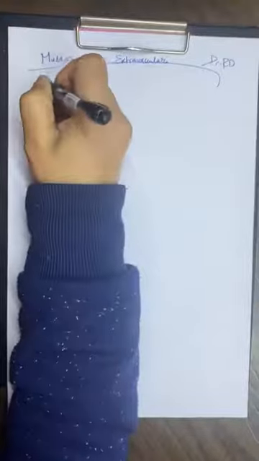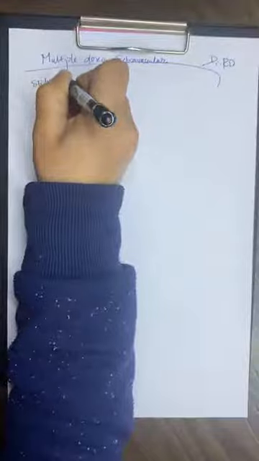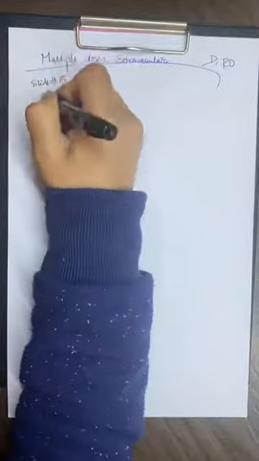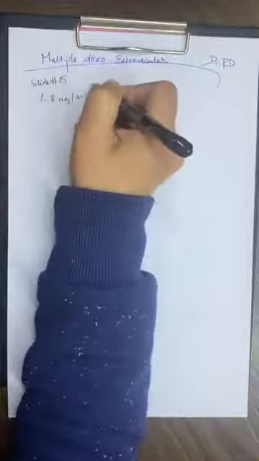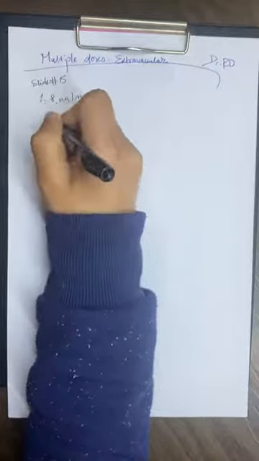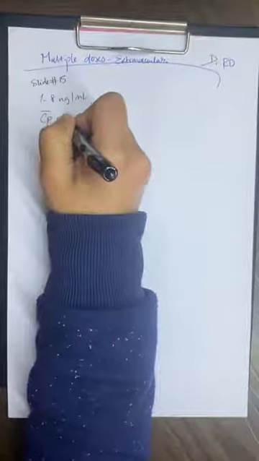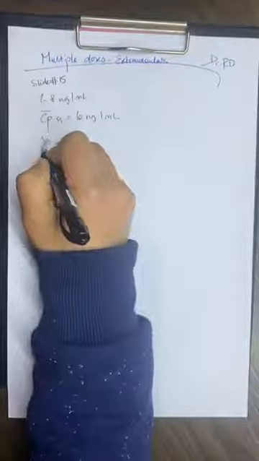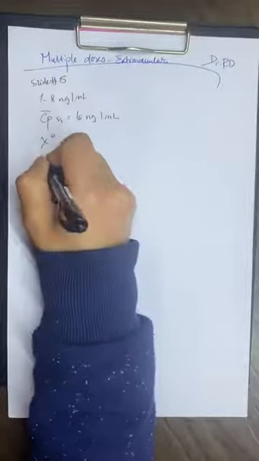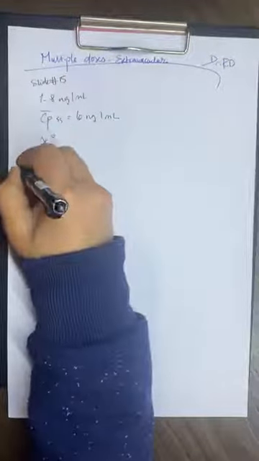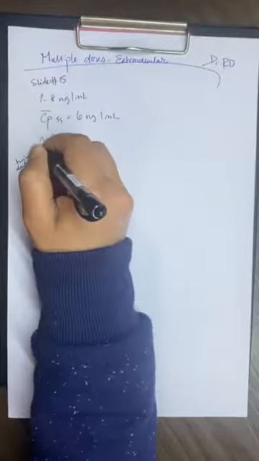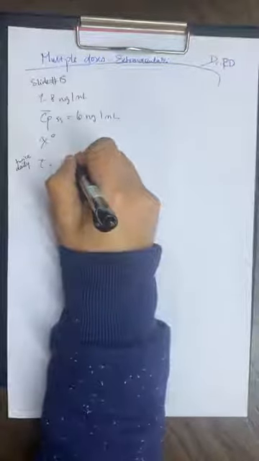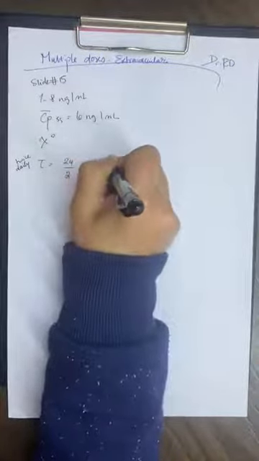Okay, on slide number 15, you have a question about extravascular multiple doses. We have a drug with a therapeutic range of 1 to 8 nanogram per milliliter, and the desired average steady state plasma concentration is 6 nanogram per milliliter. Determine the oral dose if taken twice daily. Sorry. If we are talking about twice daily, then tau is equal to 12 hours.